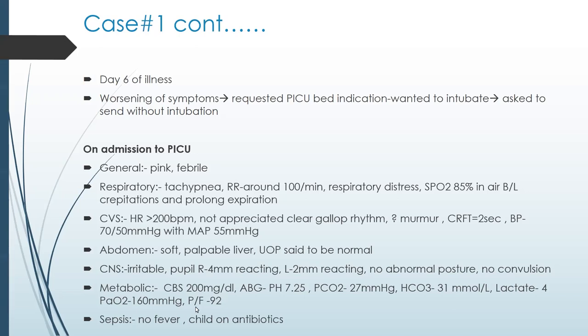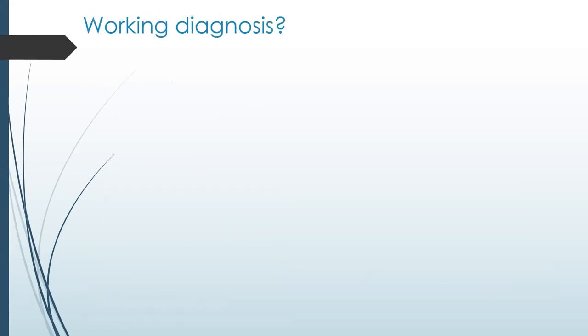PaO2 was 160 and PF ratio 92. In the sepsis part, no fever, the child is on antibiotics. On PICU, what is the working diagnosis?